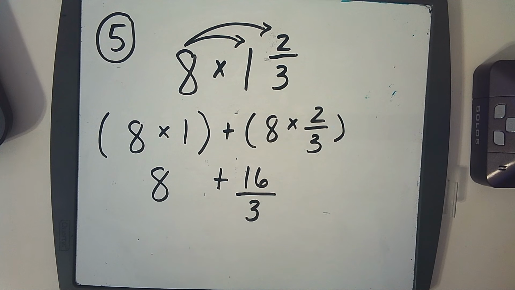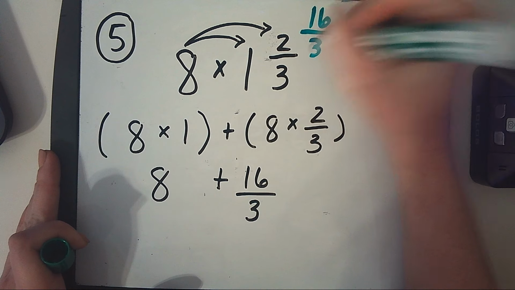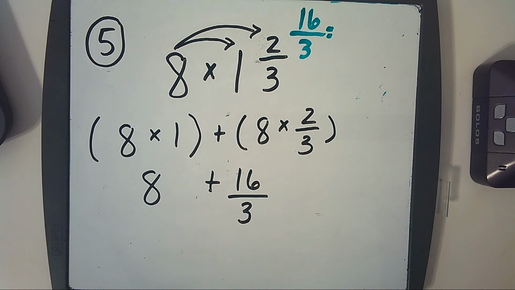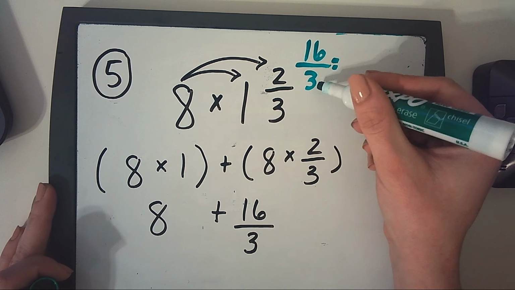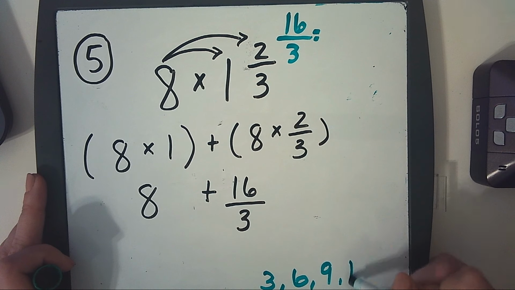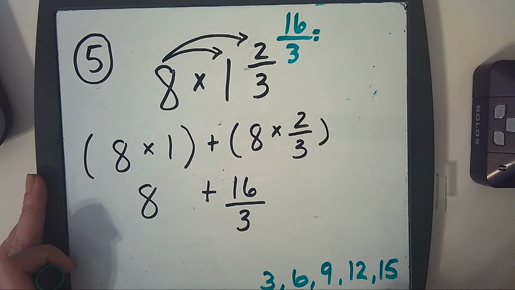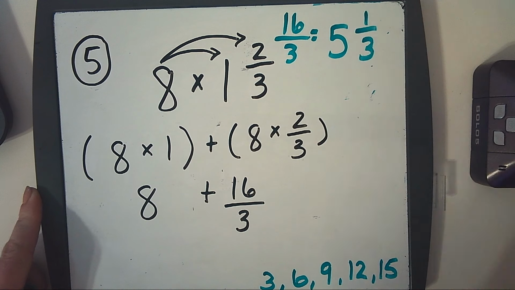And now we have to make that a mixed number. So you can also use the skip counting method here, which I talked about earlier in this topic, is that if you skip count by 3s and see how close you can get to 16: 3, 6, 9, 12, 15, 1, 2, 3, 4, 5. And what's left to get us up to 16, we'll count up from 15 to 16, that would be 1/3 that you have left over.